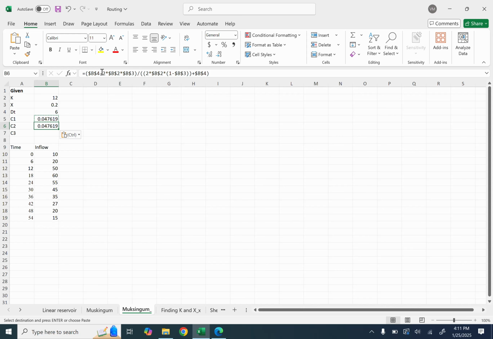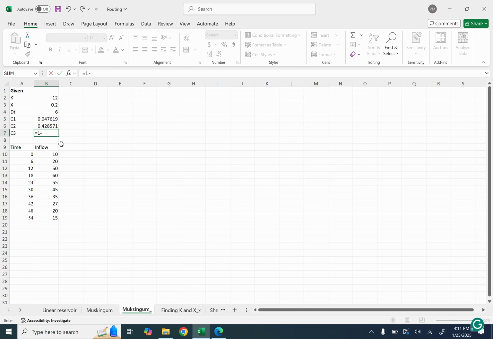Okay, now just copy paste this for C2, and then I'll just change the numerator to plus sign. So for C2 we had delta t plus 2kx, and for C3 I can just say 1 minus C2 minus C3. Okay, so this is similar to what we got, so we are good.